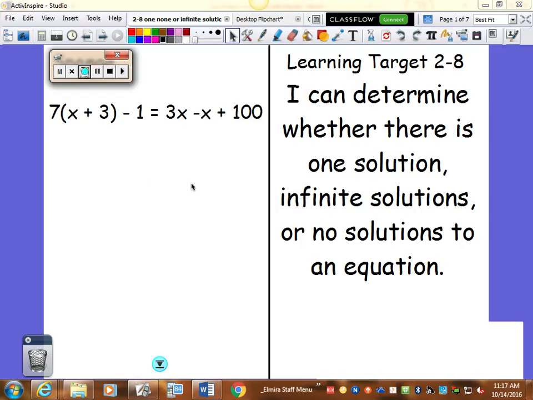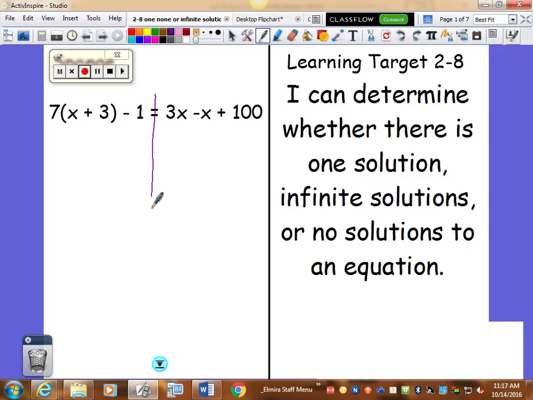Alright, this is lesson 2.8, and our goal for this lesson is to determine if there's one solution or if there's infinite solutions or no solutions. Well, one solution, guys, is what we've been doing the entire time.